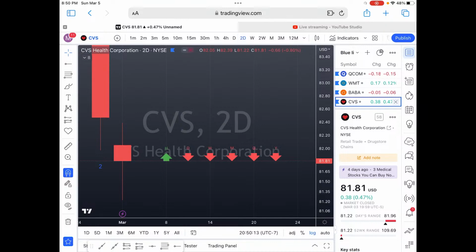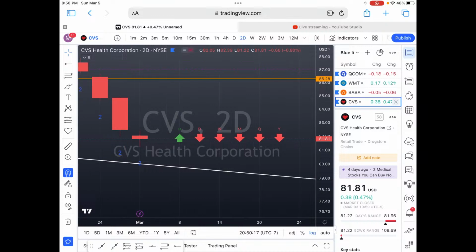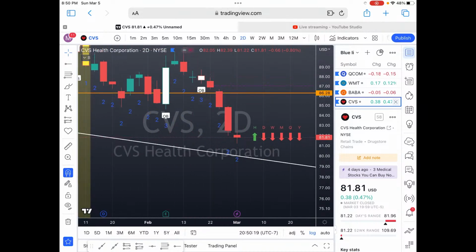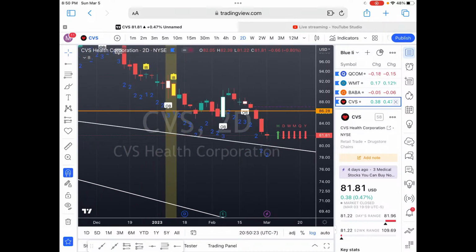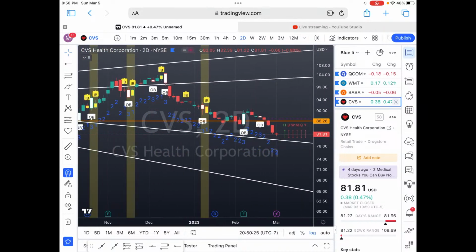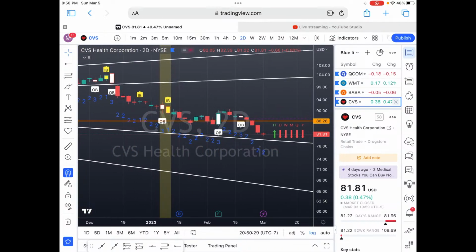And I have CVS on here for one reason. I'm going to keep on putting it on here. I put CVS on here because I've been talking about it for probably about a month or a month and a half now, and just the way it's been a constant downtrend since the new year.